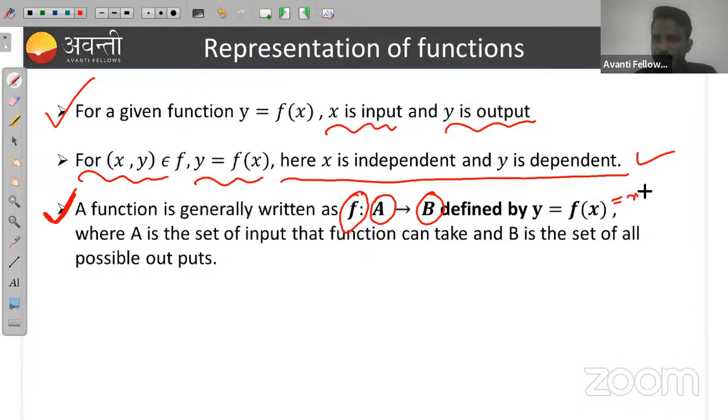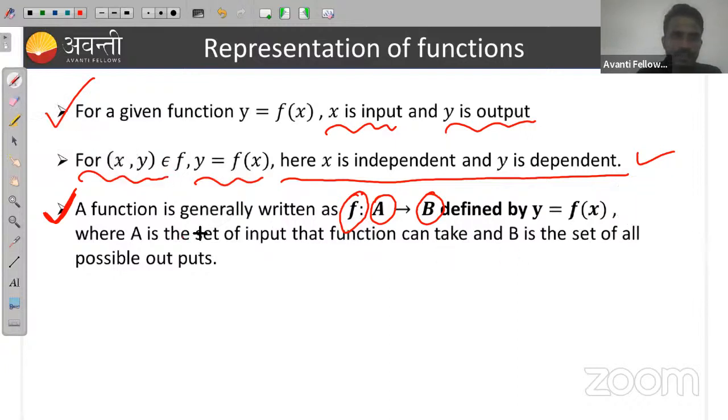In one case it will be x square, in another case it will be 3x plus 1, in certain cases it will be sin x, and sometimes it will be log x. So depending on the situation, it will be different. The relation between x and y will keep changing, but generally we will write it like this.